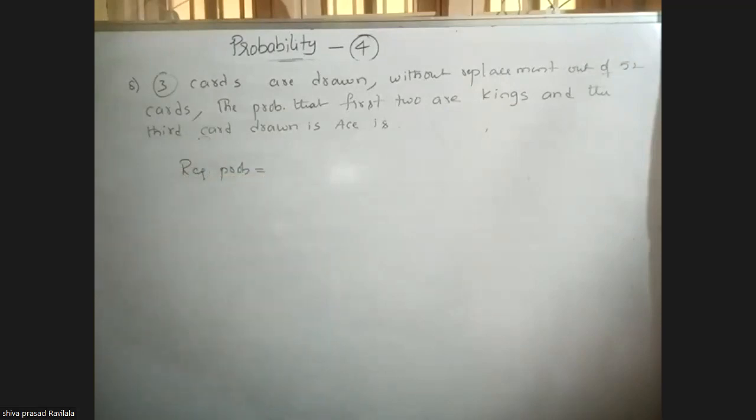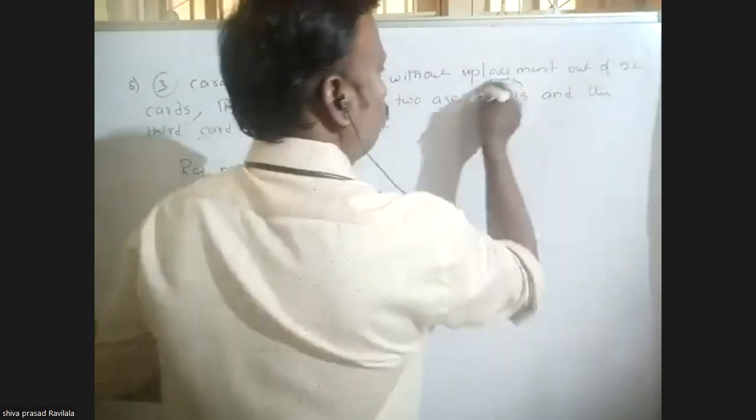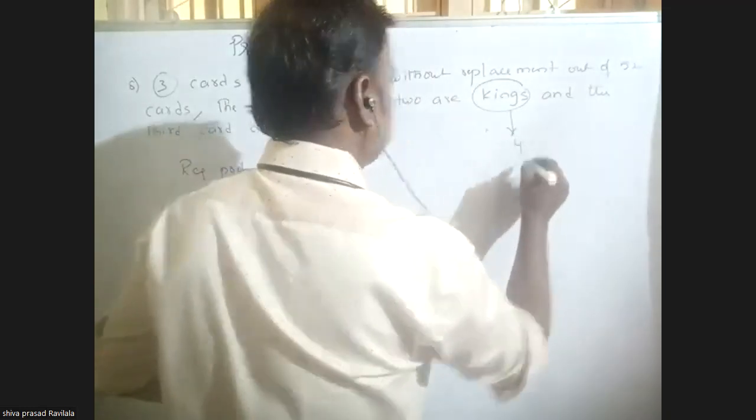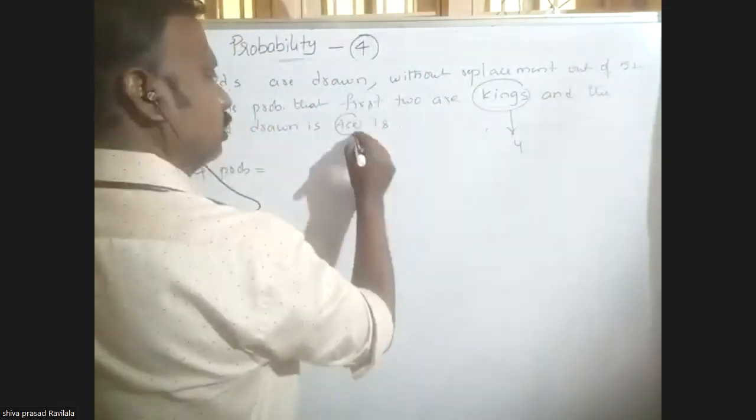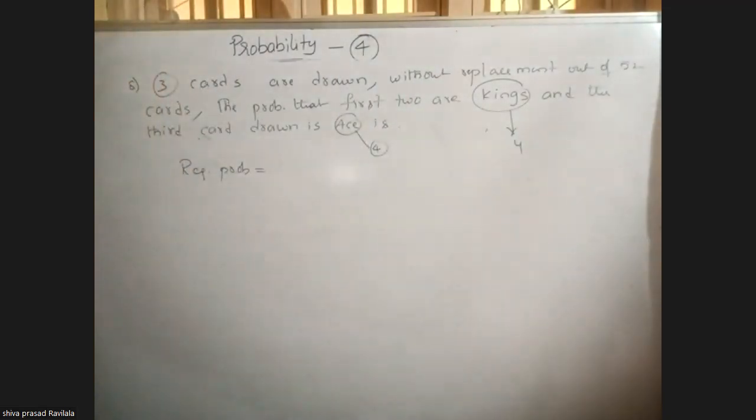First two cards are kings. Without replacement means you can take one after the other. We have 4 king cards and 4 ace cards, so 4C1, 3C1, 4C1. We are just selecting here, no need of arrangement actually.